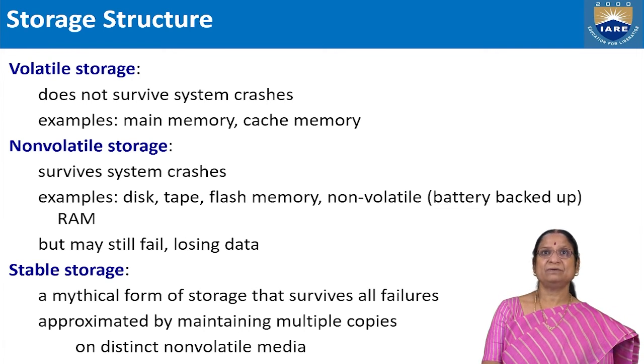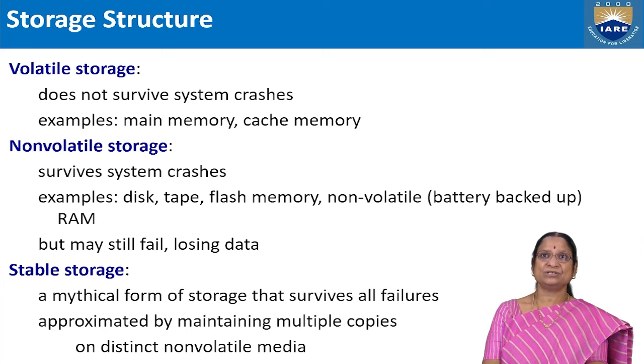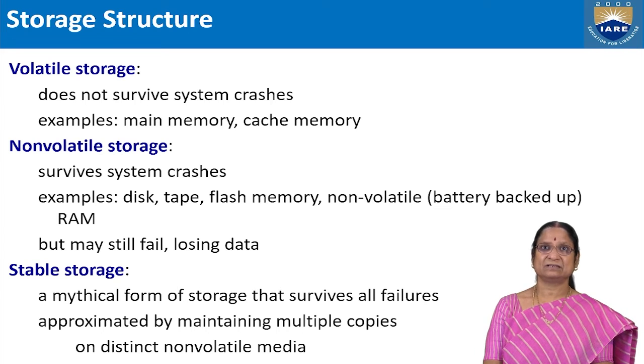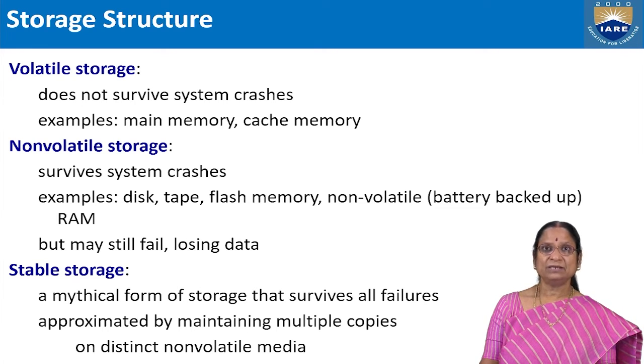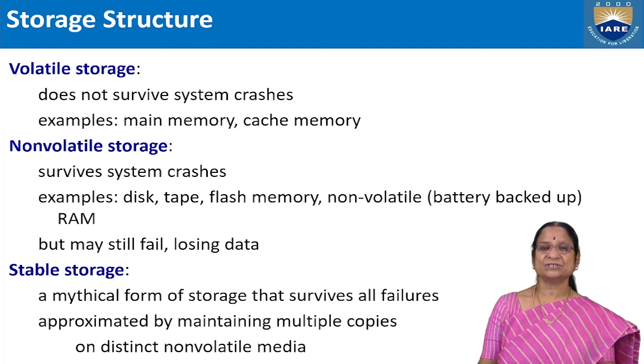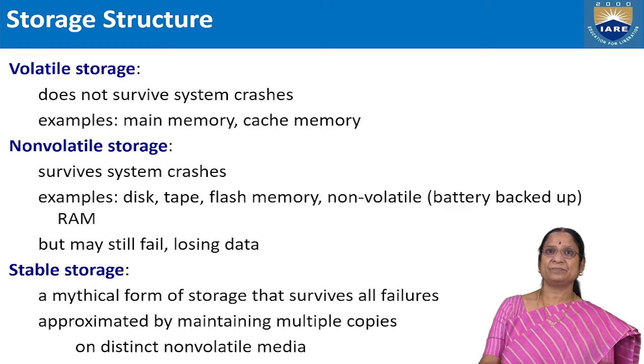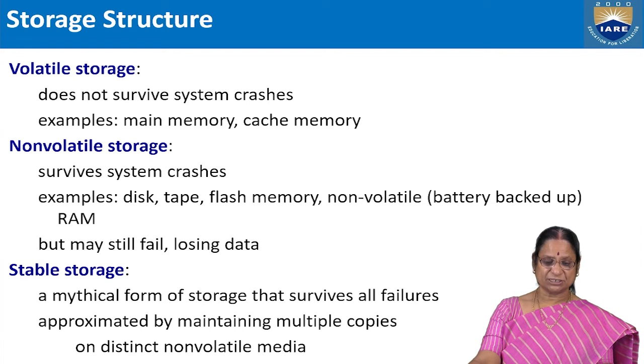Now we'll discuss some terminology related to our storage structures. Volatile storage, an example is main memory. What is meant by volatile storage? The storage does not survive system crashes. That is, it's not permanent. Non-volatile survives system crashes. That means the data is stored permanently. Examples: disk, tape, flash memory, etc.